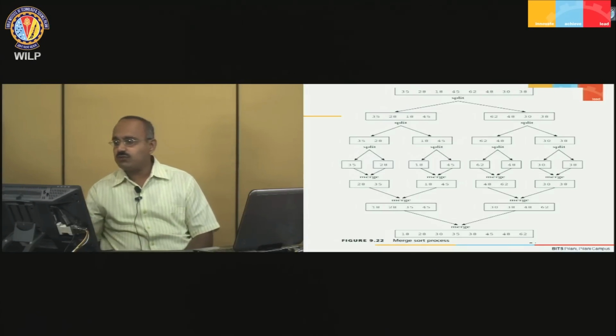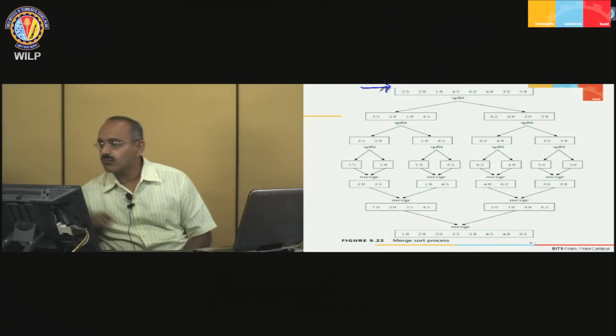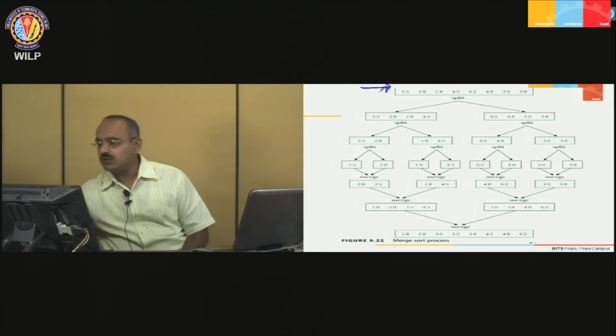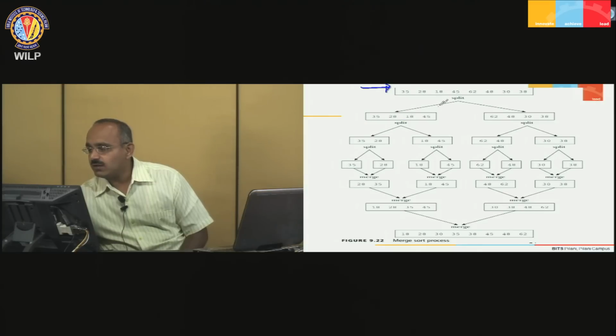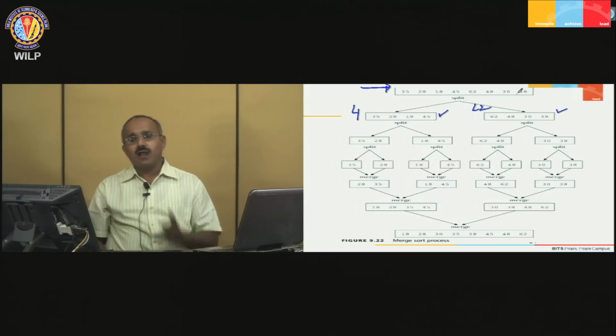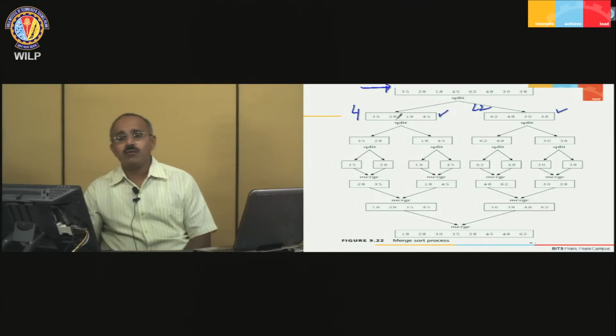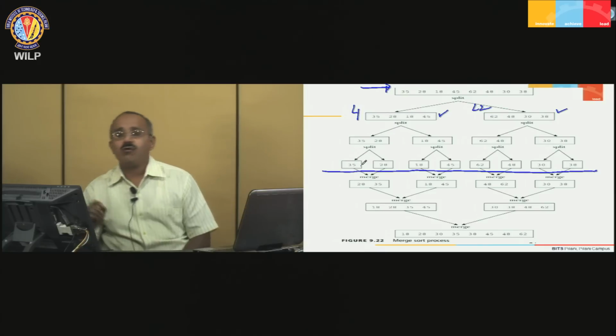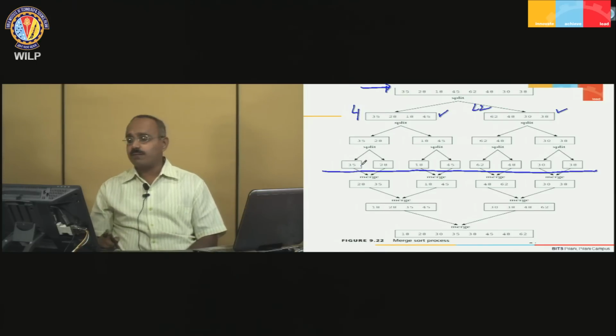So, we have a sequence which we want to sort. As the first step of the merge sort algorithm, we split it into two sequences of size n by 2 each. This was size 8, and we have split it into two halves. This is my list 1, this is my list 2. Now, we recursively apply merge sort to list 1 and then to list 2. Recursively applying means you split this again into two halves, and split this again into two halves. At this level, you have one element sequences which are already sorted.